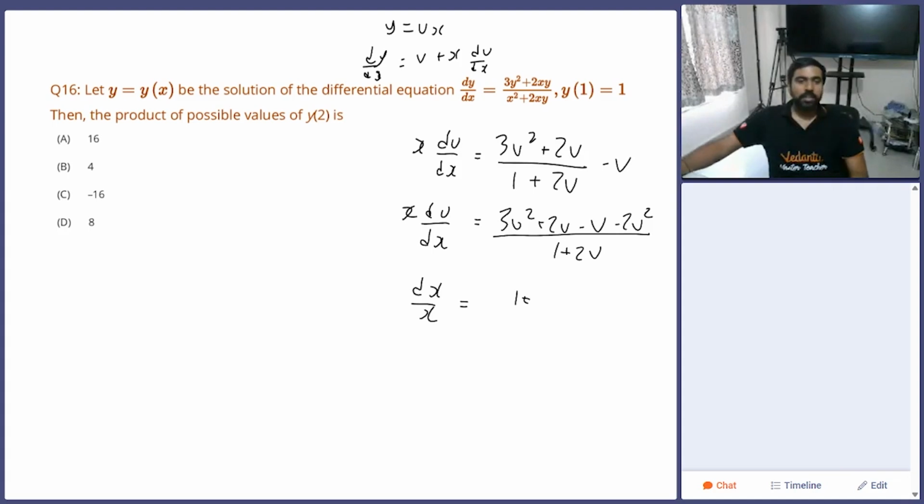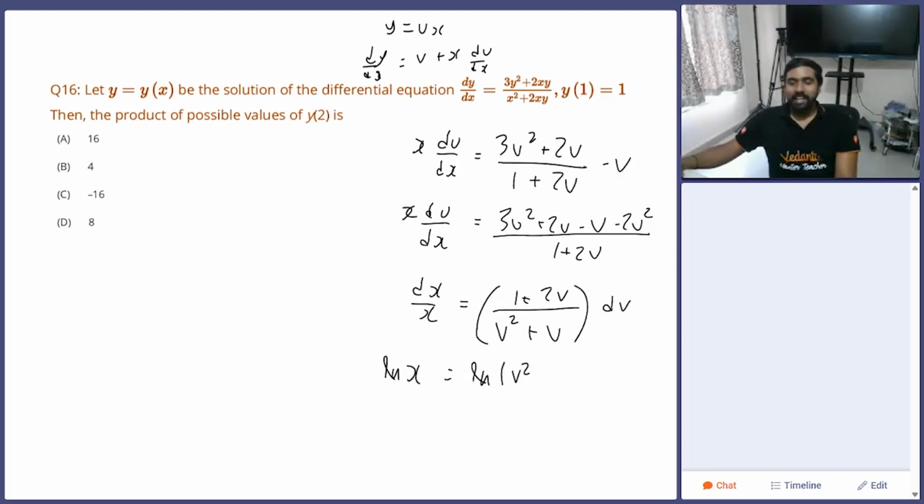I'll get 1 plus 2v, and the denominator, what you have, 3v square minus 2v square, that is v square plus v into dv. This is the format that you will get. Now this is very easily integrable. This is nothing but ln x. And what is this? V square plus v ka derivative is 2v plus 1. I can say this is ln mod v square plus v plus the constant of integration.